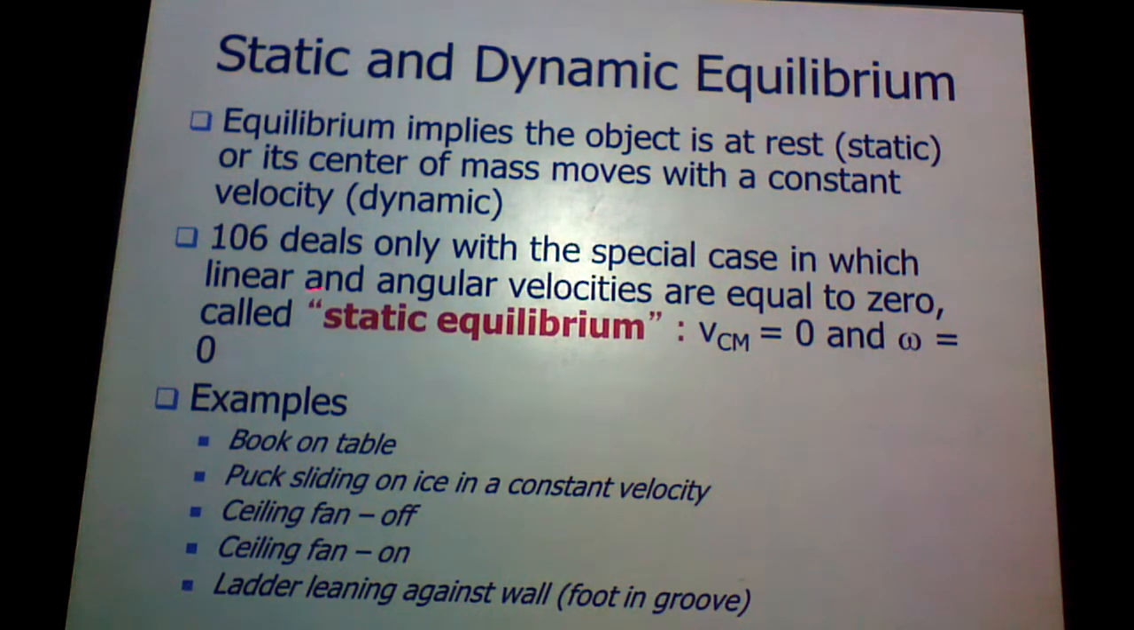Static equilibrium is our focus, and that's when we have linear and angular velocities that are equal to 0. The subscript CM here just represents the velocity of the center of mass, because we're representing the particle as moving all together, as it would at its center of mass. So my velocity at center of mass is 0, and the angular velocity is also going to be 0. There are several different examples listed here, some static, and some that would represent dynamic equilibrium.